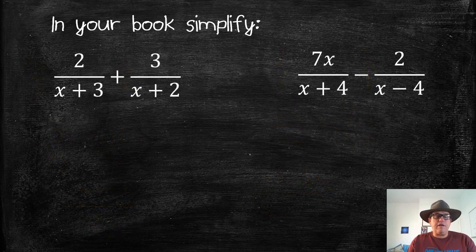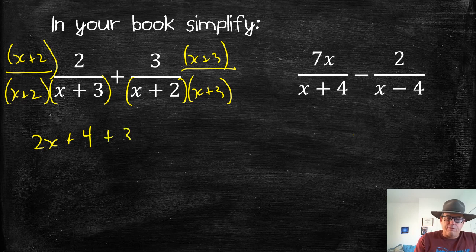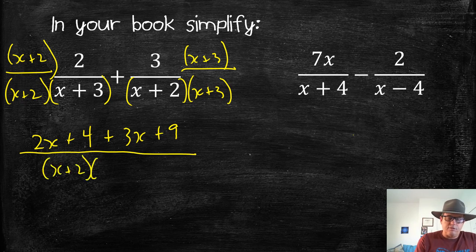Okay, go ahead, pause the video, and give these ones a go. Okay, here we go. So I need a common denominator. I have an x plus 3, x plus 2. I'm going to multiply those two together. Okay, so up top, I'm going to have 2x plus 4, and I'm going to have 3x plus 9, and that's all going to be over x plus 2 times x plus 3.